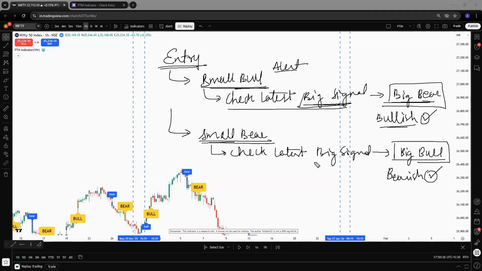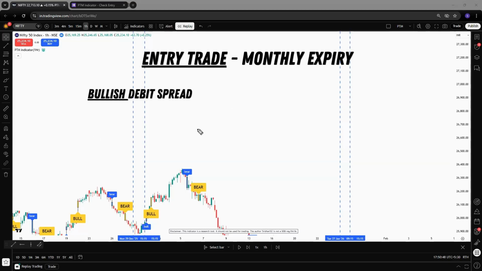This has to be very clear. Something different. I want to make sure that you take notes properly. It's very important. This is the exact opposite of what you have learned so far. Now, what is the trade? My entry trade, the debit spread trade, is very simple.